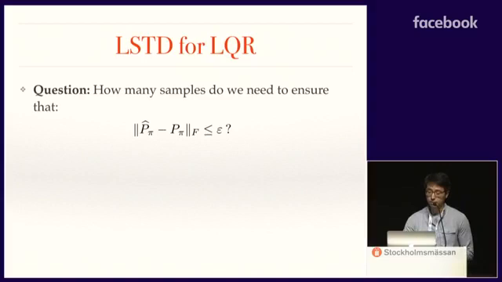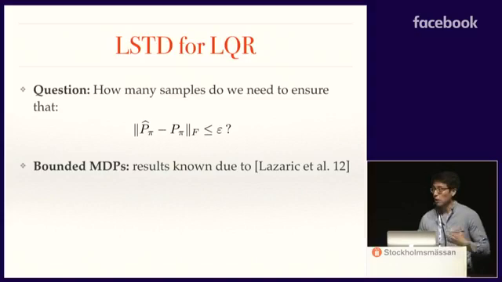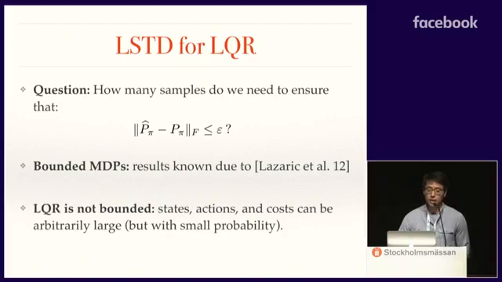Okay. In the case where the MDP is bounded, so where all the states, actions, and rewards are bounded, it's actually known what the sample complexity looks like. There's this very nice paper from Lazaric et al. in 2012 that studies this question for bounded MDPs, right? But LQR is not an instance of this. In particular, the states, actions, and costs can be arbitrarily large, with some small probability, but they still have non-zero probability of being as large as you want, right? So we can't just apply these bounded MDP results off the shelf. We have to make some non-trivial modifications to make this go through.